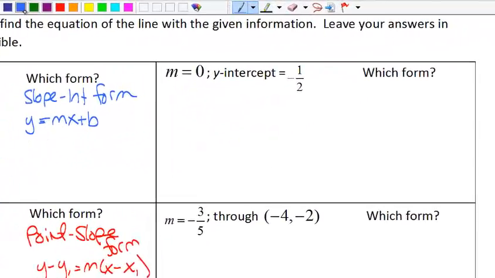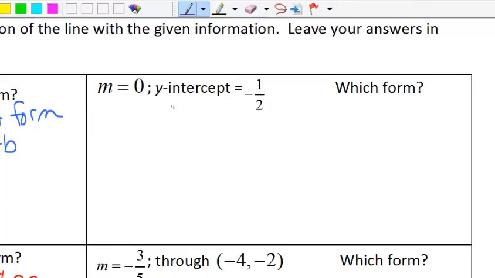All right, let's go up to the next problem. m equals 0 and the y-intercept of -1/2. Again, I'm given a slope and a y-intercept. So which form am I going to use?